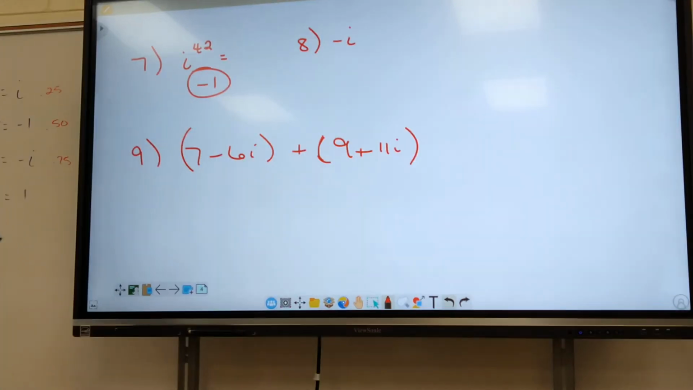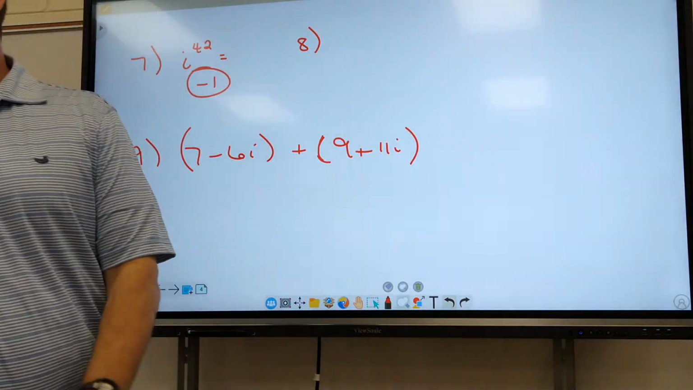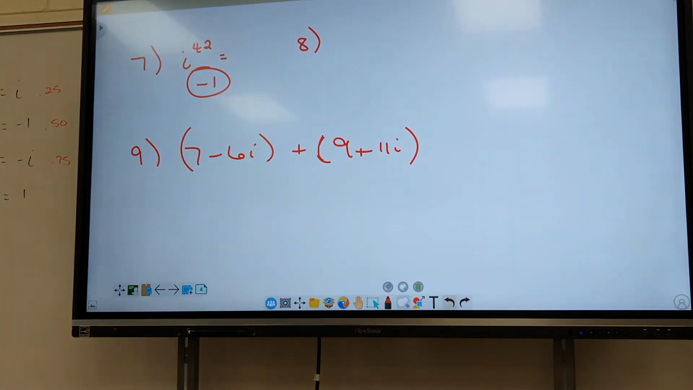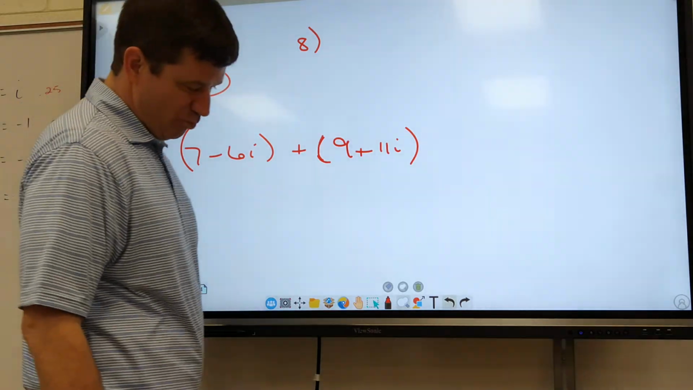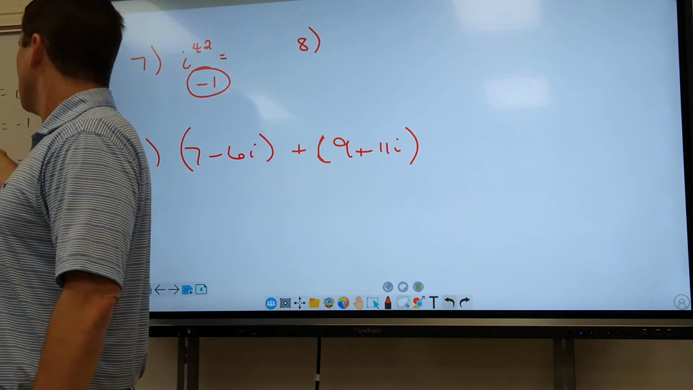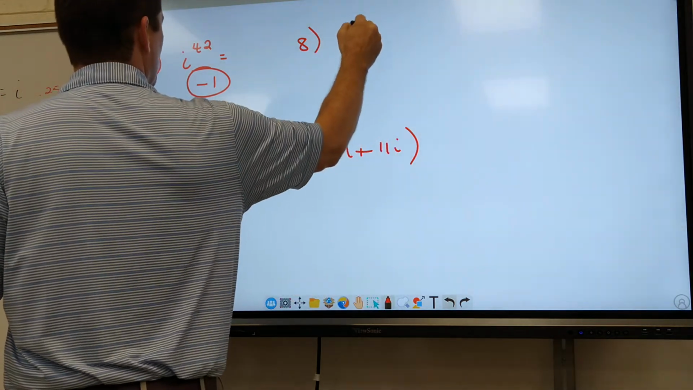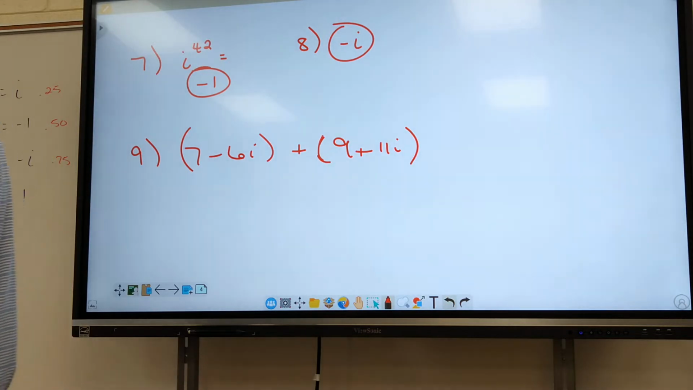So do number 8 the same way. What's 91 divided by 4? 0.75 is this one, so it'd be negative i. I think those are pretty easy. Since y'all are going to have your calculators, it shouldn't be a problem.